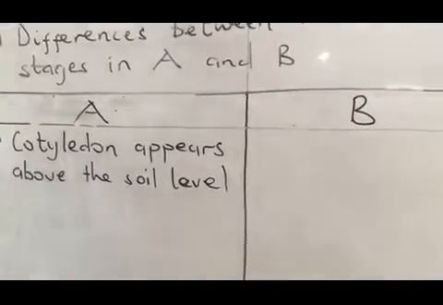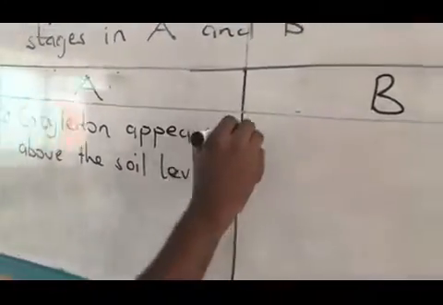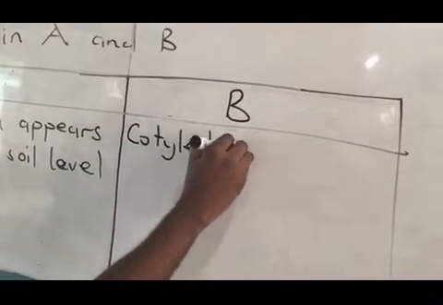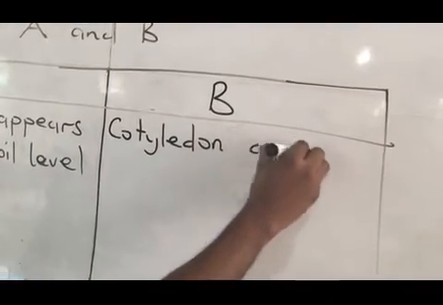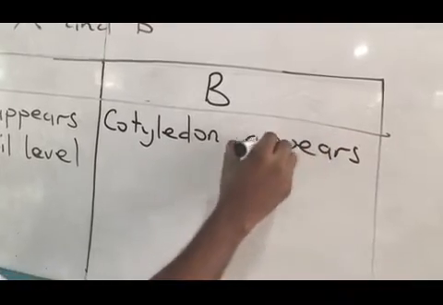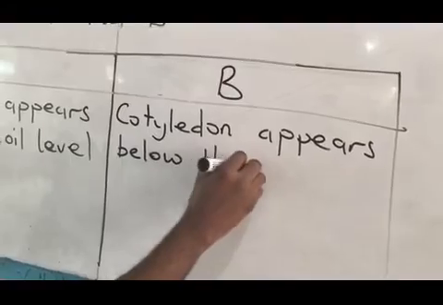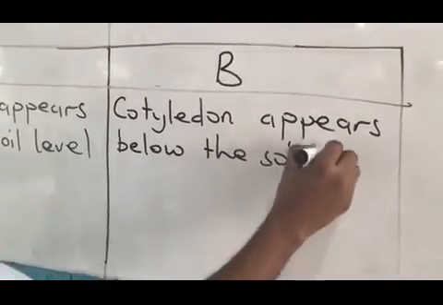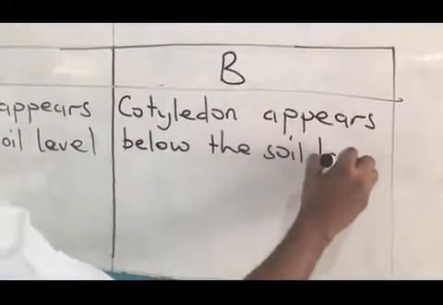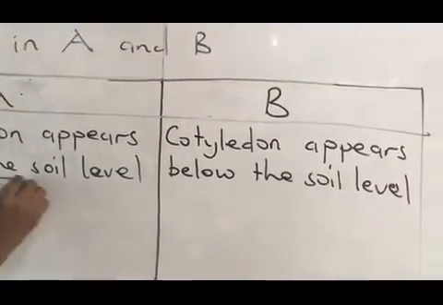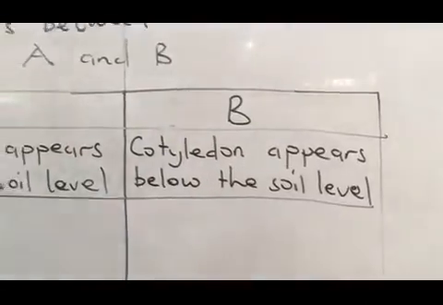So that is for A. Cotyledon appears above the soil level. For B, the cotyledon appears below the soil level. So that is one difference.